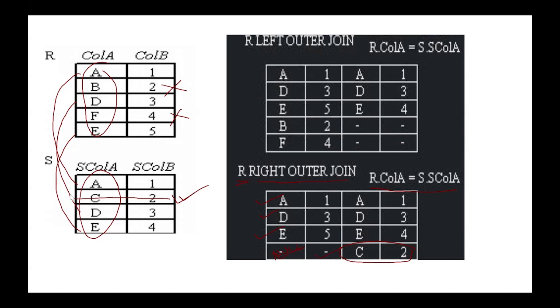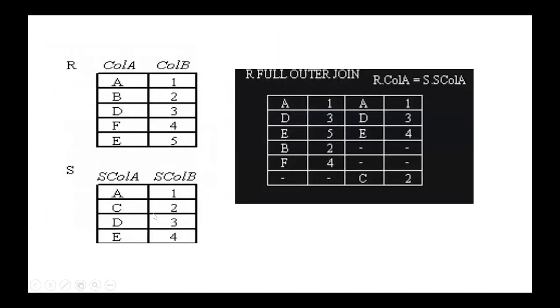Now let us see how we can do full outer join. So what did we say? How does a full outer join work? Full outer join works in such a way that we are going to retain the values of both left and right hand side tables. So I have R full outer join S, R column A should be equal to S column A. Once again, the same condition. This should match here, and it is full outer join.